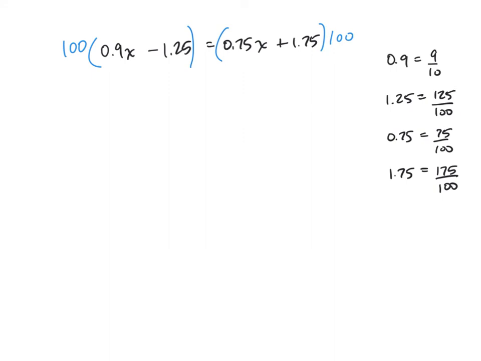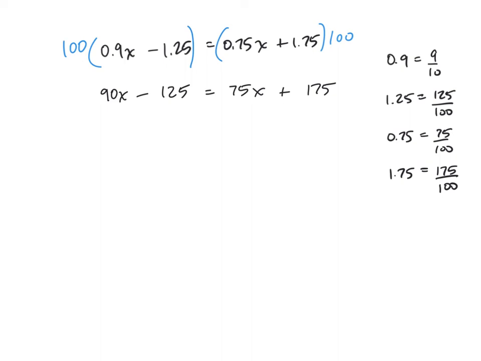So 100 times 0.9 is 90x. And then 100 times 1.25 is 125. Then this will be 75x, and then this will be 175. Much easier to work with now. And so I'll just solve as we normally would.